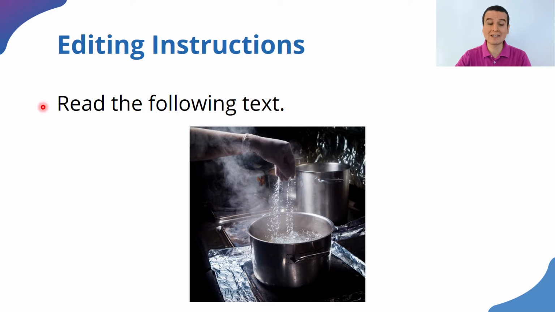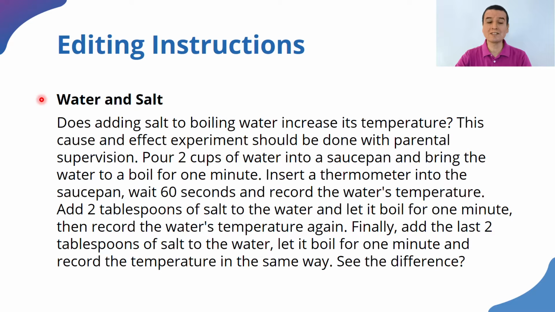Let's read the following text. The experiment will be about water and boiling water. All right, water and salt. Does adding salt to boiling water increase its temperature? This cause and effect experiment should be done with parental supervision. Pour 2 cups of water into a saucepan and bring the water to a boil for 1 minute. All right, 2 cups of water, a saucepan, a pan, and when it boils, let it boil for 1 minute.